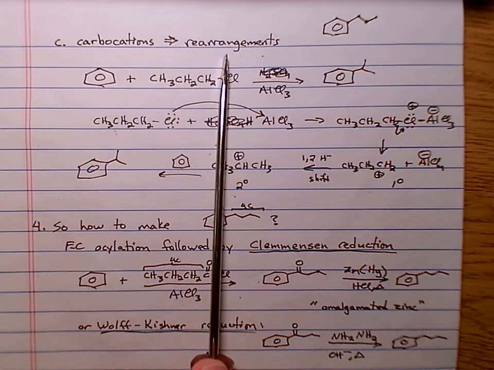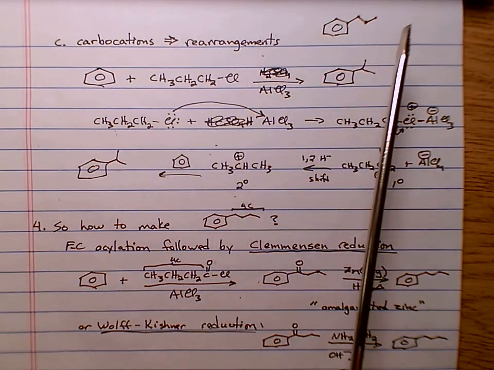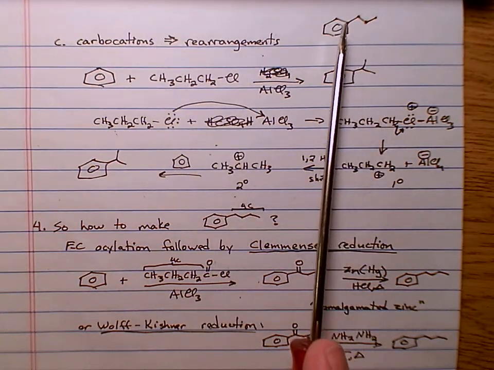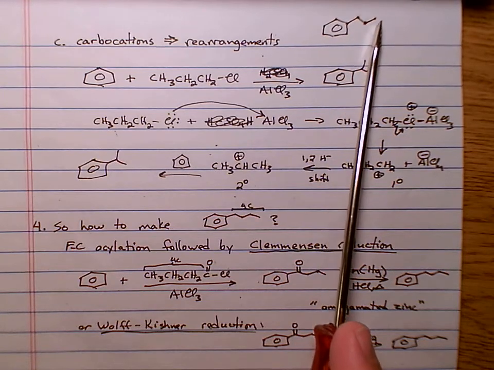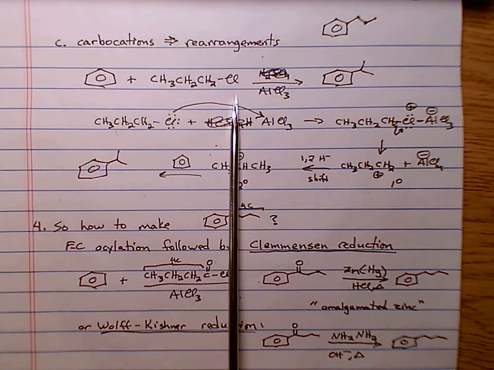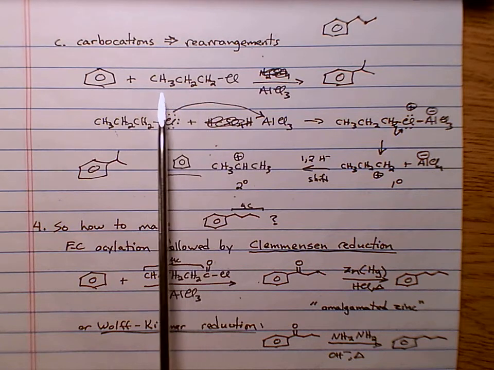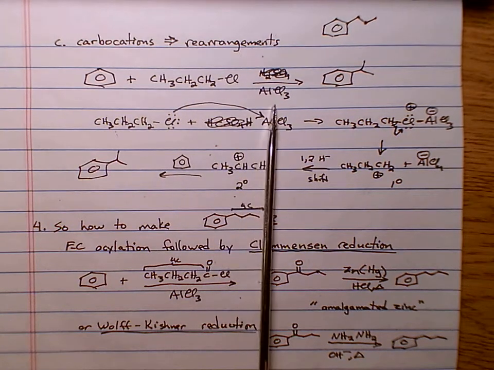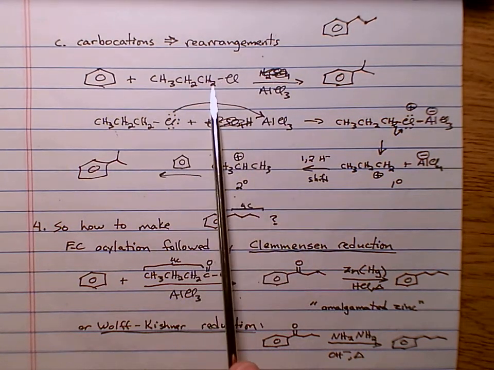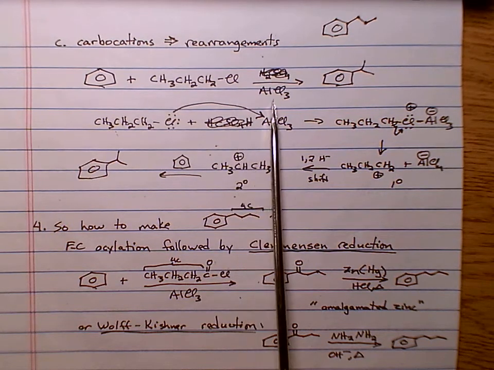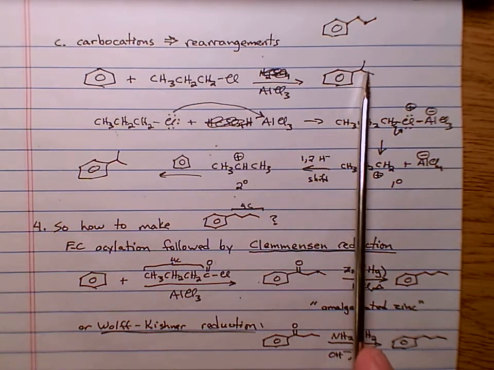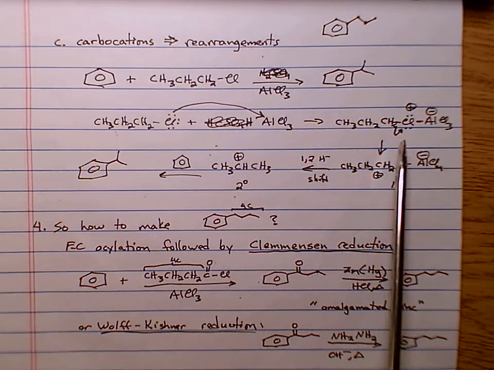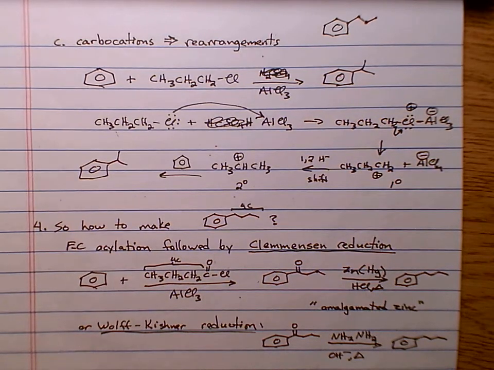Recall, carbocations do rearrangements, so if you wanted to put CH2, CH2, CH3 on a benzene ring, you can't do that with Friedel-Crafts alkylation. Because if you had this propyl chloride here and used AlCl3, you would get this isopropyl benzene due to our rearrangement here. So, how do you put a straight chain on here?